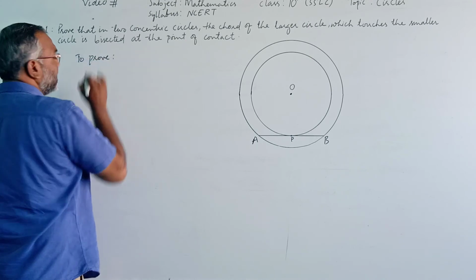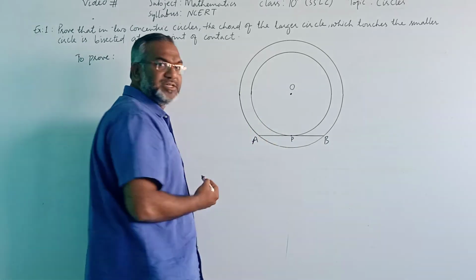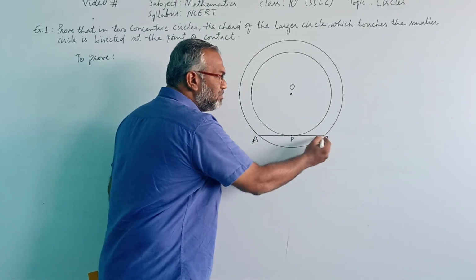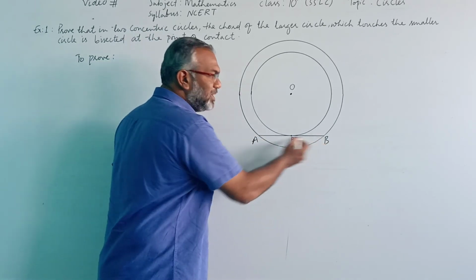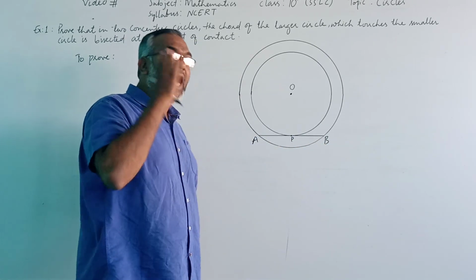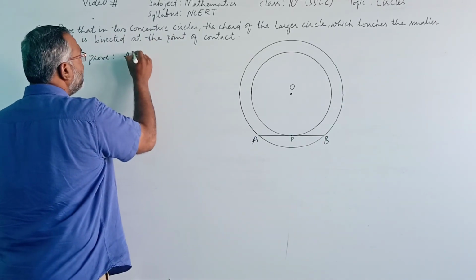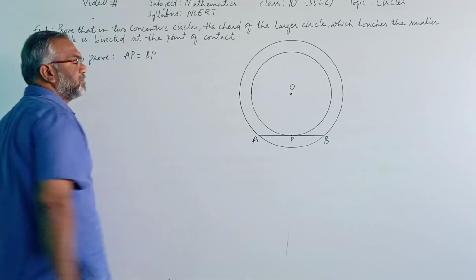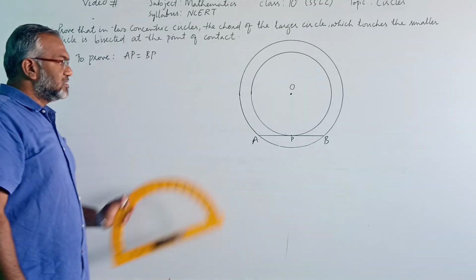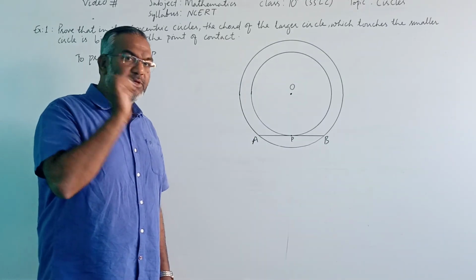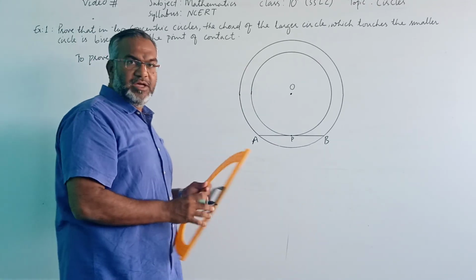What we have to prove is that AB is bisected at the point of contact, which means AP and BP are equal. AP and BP are two equal halves of AB. So we have to prove that AP is equal to BP. If we get this, we can say that AB is bisected at the point of contact P. For that, we do one construction.